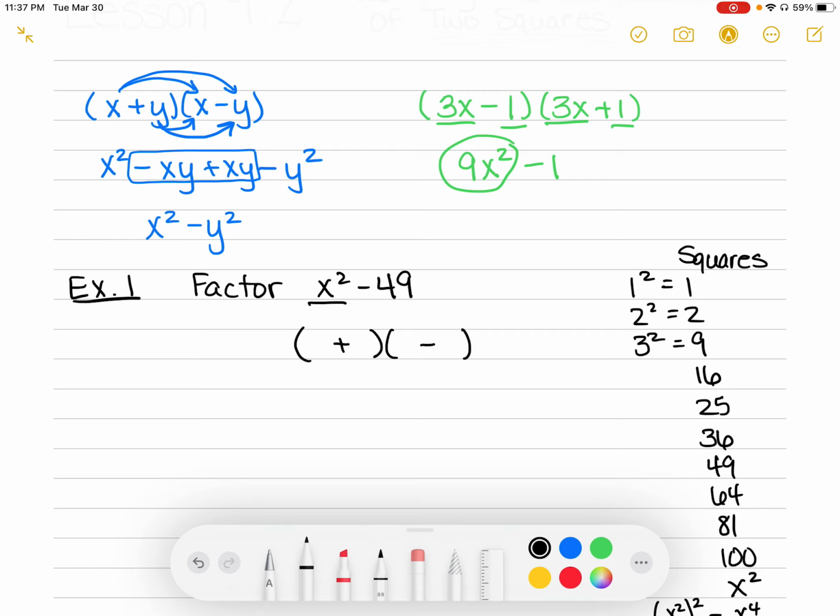So this is x squared. So I know x times x makes x squared. And then I'm going to say what times what equals 49. Well, really it's only 7 times 7 or 49 times 1. But you always want to pick the one that has the same number. So 7 times 7. And that's my answer.